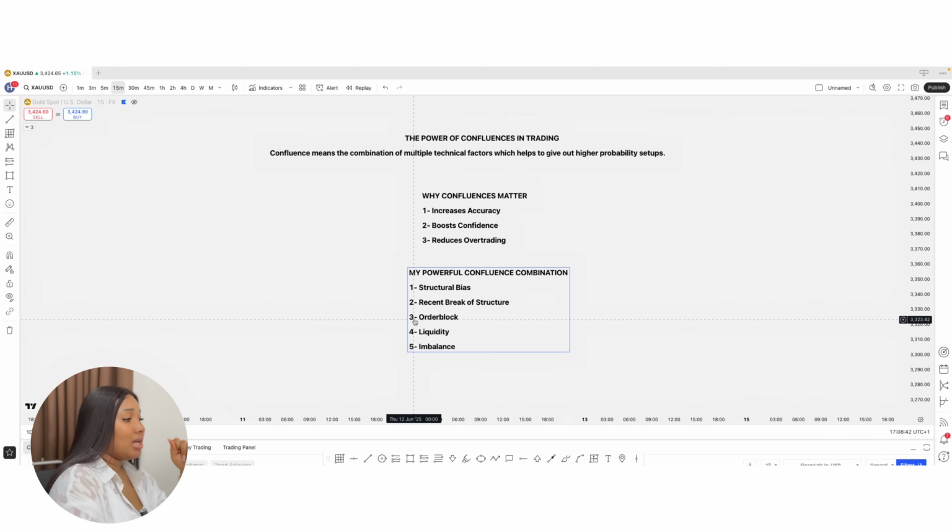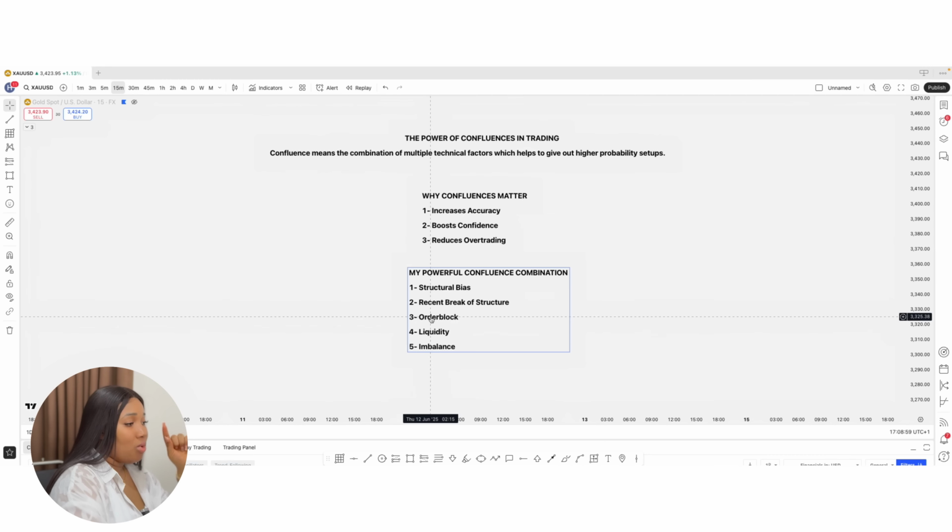And then once I get the recent break of structure, I look out for where the break of structure emanated from. That is the impulsive movement that caused the break of structure, where it started from. And from there, that is where I will map out my order block.